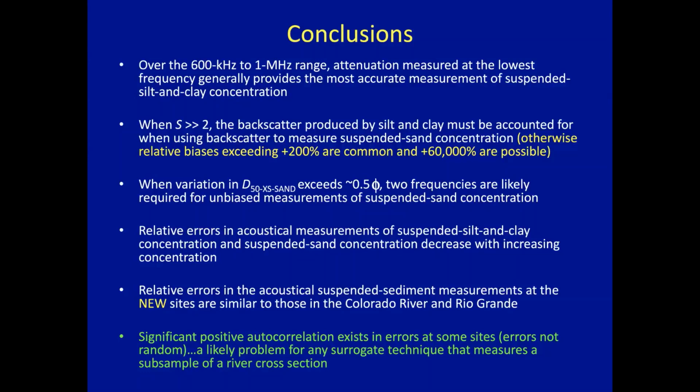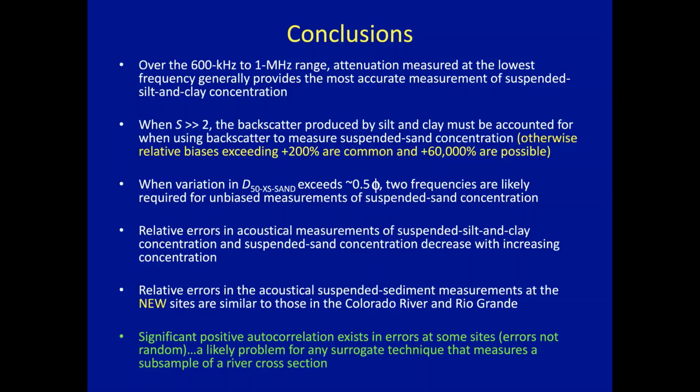When variation in the grain size of sand, D50, exceeds roughly a half phi, 2 frequencies are likely required to make unbiased measurements of suspended sand concentration. You can only get by with using 1 frequency for your acoustical measurements when you have a very, very tight sand grain size distribution. The relative errors in acoustical measurements of suspended silt and clay concentration and suspended sand concentration decrease with increasing concentration. Relative errors in the acoustical suspended sediment measurements we made at other sites behave the same way as we originally found for most of our work, which was done in the Colorado River and the Rio Grande.